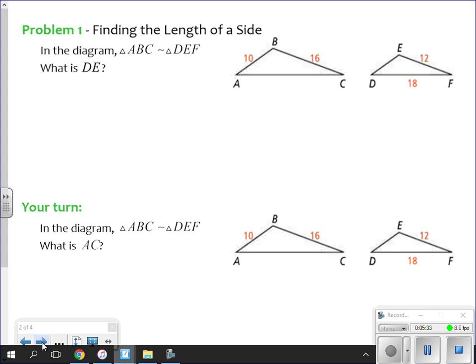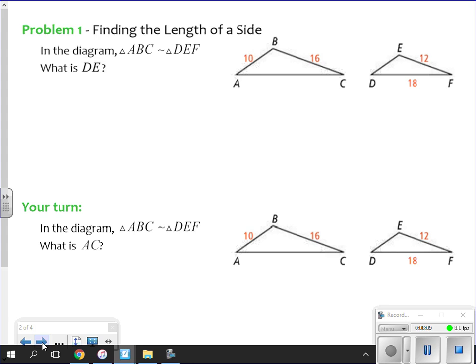In the diagram, triangle ABC is similar to triangle DEF. Okay? They have the same shape. They do not have the same size, but they have the same shape. Here's the thing about similar figures. Corresponding sides are proportional, so we can write a proportion using corresponding sides. That's what we're going to do today.